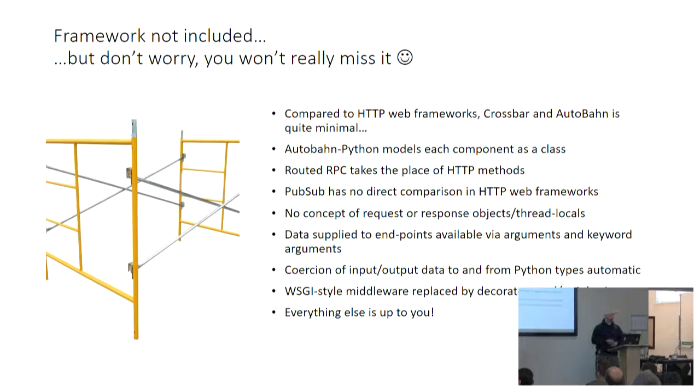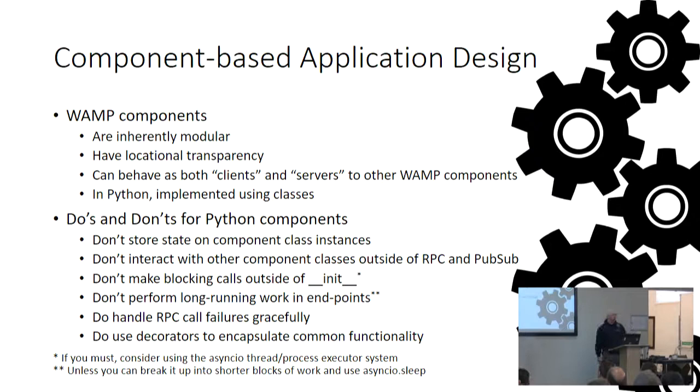You can implement things however you wish as long as it fits into the general concept of how you're going to write your application components. So let's talk a little bit about component-based application design. As I mentioned before, Crossbar is a system where you have multiple WAMP components communicating with each other via a router. This means that you're writing code which is inherently modular, and it also has locational transparency. You're going to write components that may not be running on the same system as the components they're communicating with, and that communication is bi-directional.